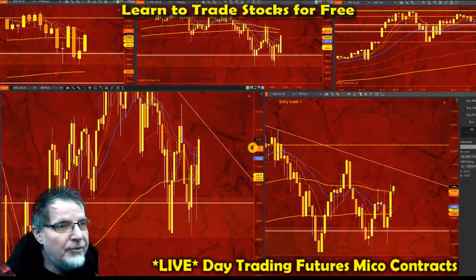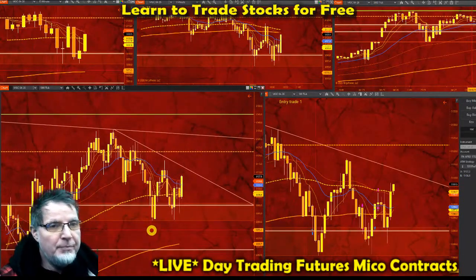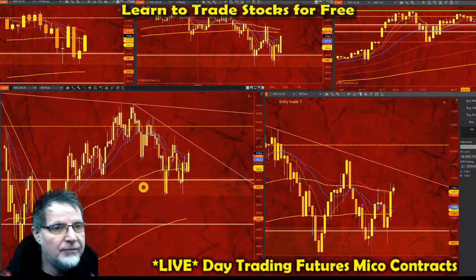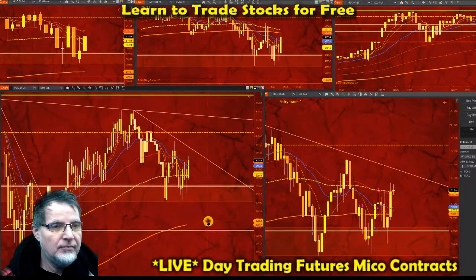It's got a lot to prove before I go long, because we still see the potential here. It's bouncing off of the Fibonacci golden zone 2 times.